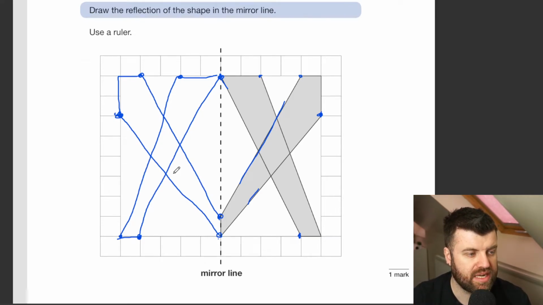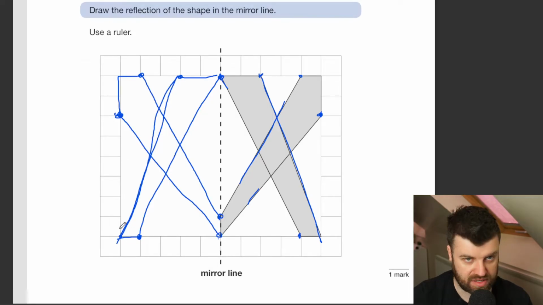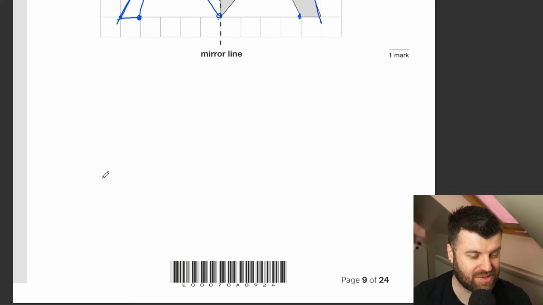What's really important is you are mapping either the points or the lines and doing them one at a time. This line maps with this line, for example. And also, of course, using a pencil and a ruler.